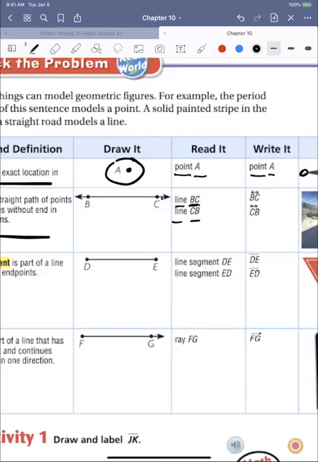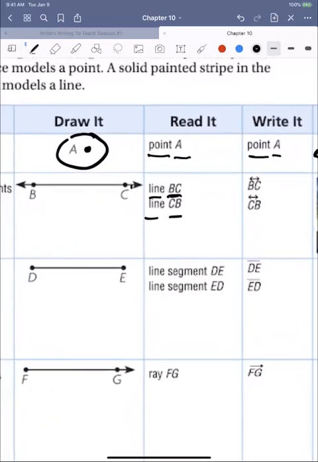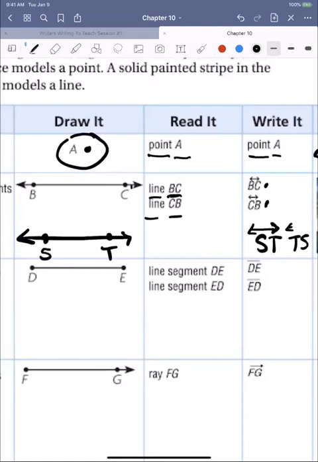When we write the line, we write it exactly how it looks. Whether you say BC or CB, it doesn't matter which way, but we know it's a line because on top it has a line with an arrow on both sides. So if I had, for example, line ST, I would write ST with my arrow on top on both sides. Or I could write it as line TS, because with lines, it doesn't matter which way it goes.